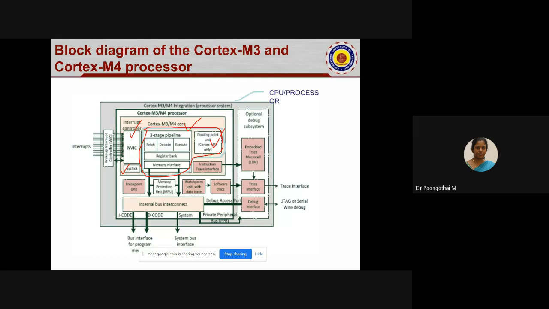Apart from these, the processor also contains some internal bus systems. There is an internal bus interconnect, an optional memory protection unit, and a set of components to support software debug operation. This complete block is for debugging. So what is the purpose of this internal bus interconnect? Any idea? What is the need of this interconnect?